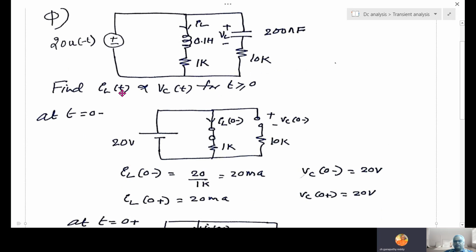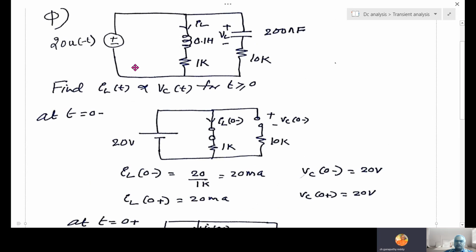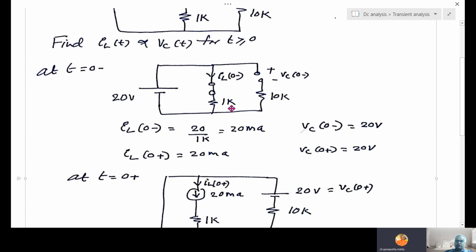First order means 0 plus initial value, final value, tau. Then substitute in that equation and you will get the answer. But 0 plus is based on 0 minus. So draw the equivalent circuit at t equal to 0 minus. So at 0 minus, the inductor is short and the capacitor is open.